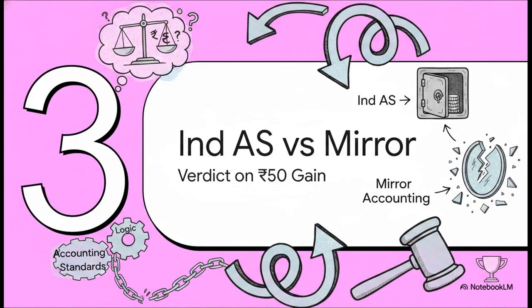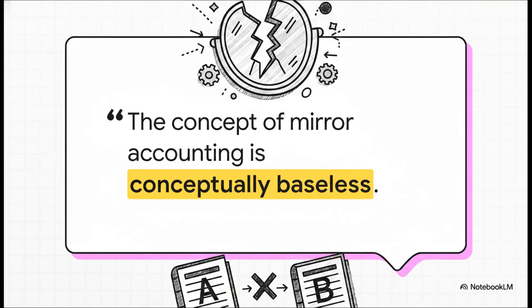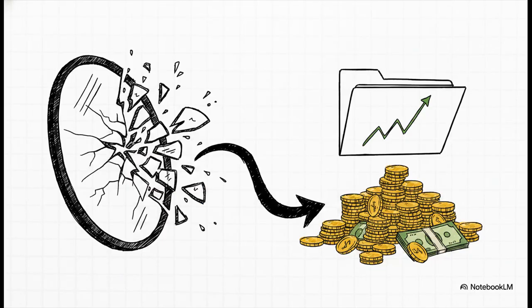Section 3. Ind AS versus mirror accounting. The verdict on the 50 rupee gain. Well, logic and accounting standards don't always hold hands in the way you might expect. So the crucial point is summarized perfectly by this quote directly from the source material. The concept of mirror accounting is conceptually baseless. Boom. That completely debunks the myth right there. There is literally no such thing as simply copying the counterparty's accounting treatment just because it feels symmetrical. In the individual financial statements of X Limited, that gain of 50 rupees absolutely must be recognized in profit or loss.